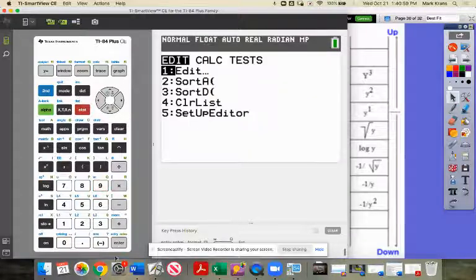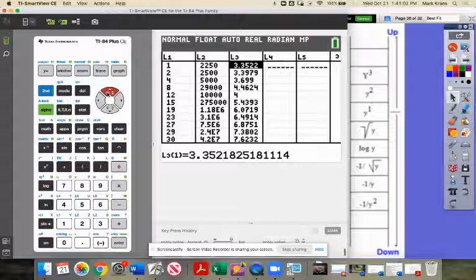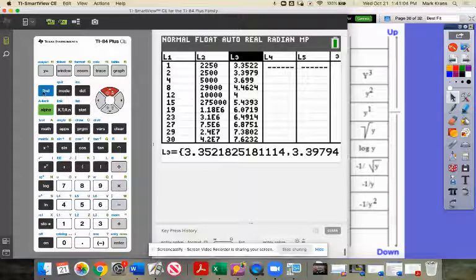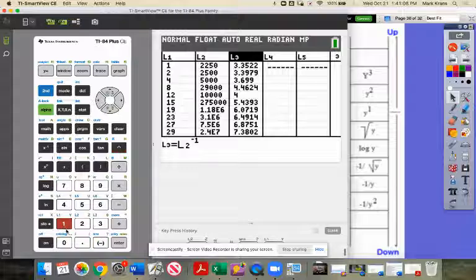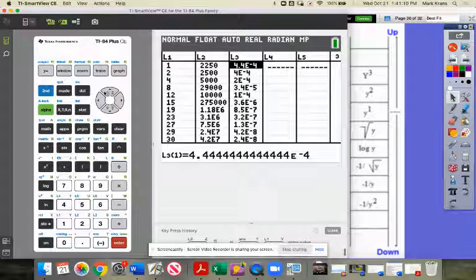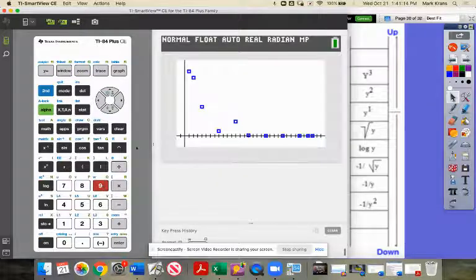If I do stat, edit, that was a Mary Poppins quote in case you're wondering. If I do this as second L2 to the -1, so that's taking the inverse of everything. Then if I do zoom 9, notice it's actually bent it the other direction, and that's the problem.